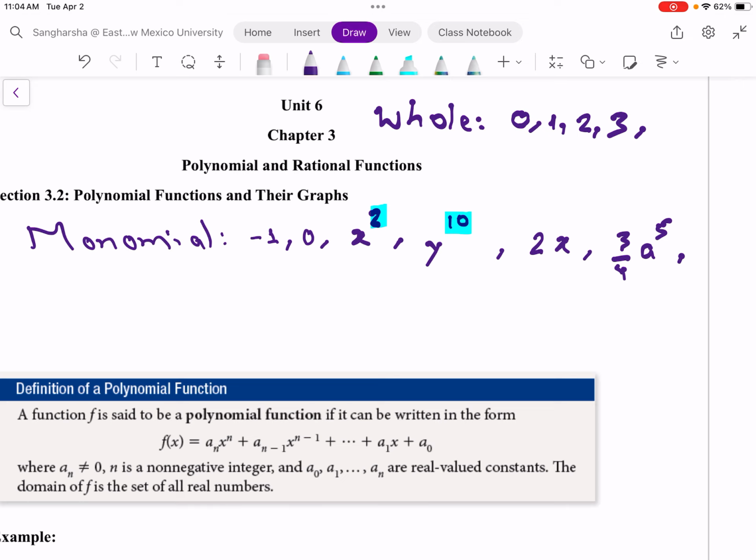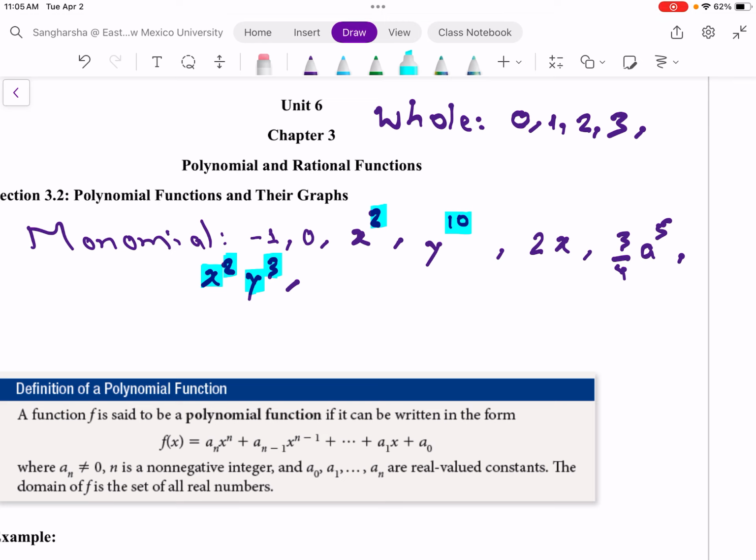Or if we have a variable times a variable, so let's take x squared times y cubed. So we have x squared. This x is one variable with a whole number as exponent. We have a second variable with a whole number as exponent. So variable times variable is also a monomial. Okay, so these are the examples of monomials.